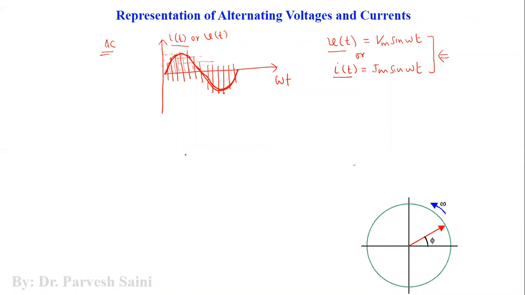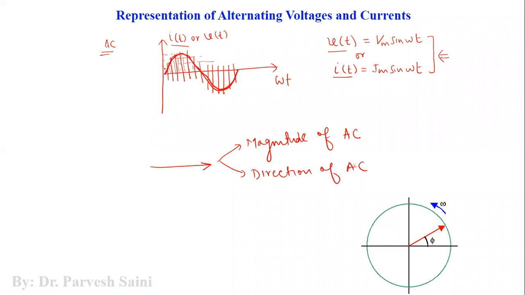The alternating quantities are represented with the help of a line, which is nothing but an arrow. This arrow represents two things basically. One is the magnitude of the AC signal, and second is the direction of the AC signal. As you see here, this particular quantity has magnitude as well as direction. So instead of representing the AC signal with the waveform or the equation, we have one more representation, which is given by a line and arrowhead. So this is what we call a phasor.